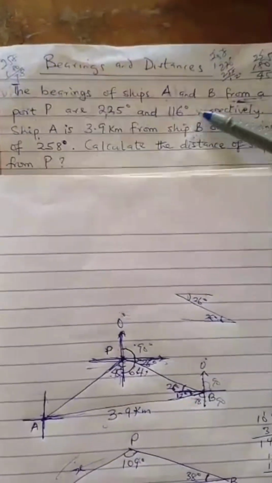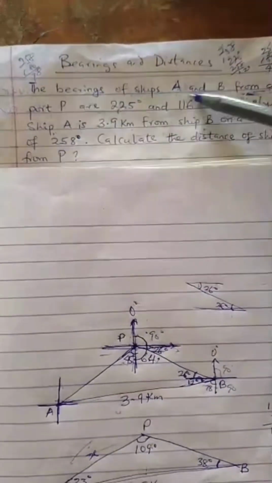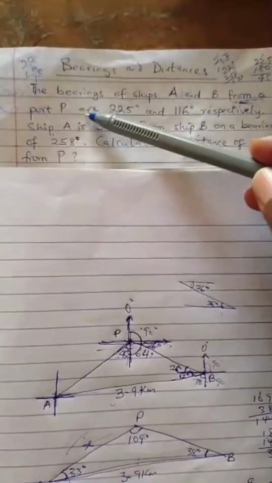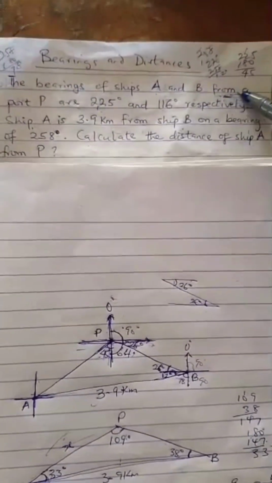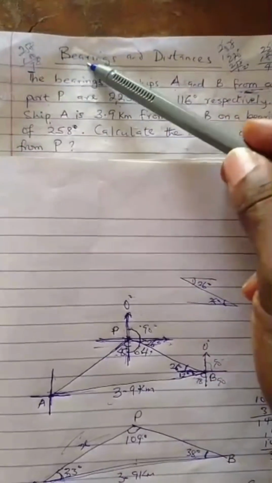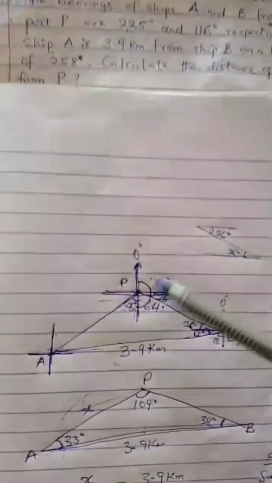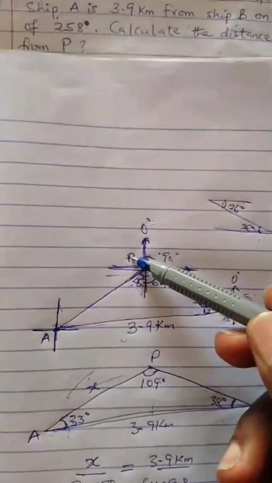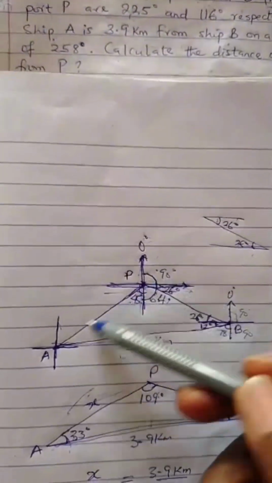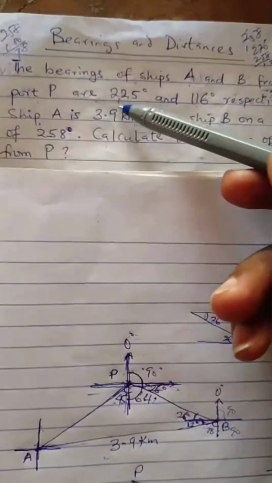So basically to interpret, we have ship A and B from a port P. A is at 225. So ship A from port P. The keyword is from where? Where are we taking our direction from? Bearing simply means direction. So from port P, in the middle of my page, I'm going to draw a cardinal point and label it P. A is on a bearing of 225 degrees.